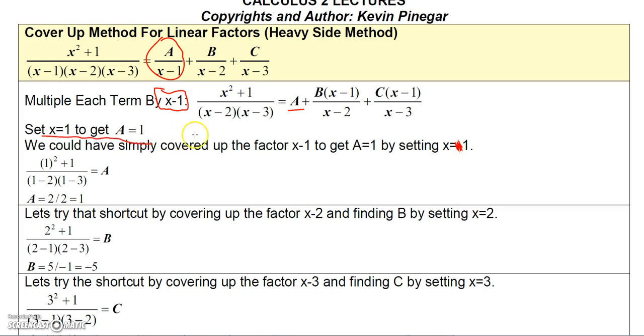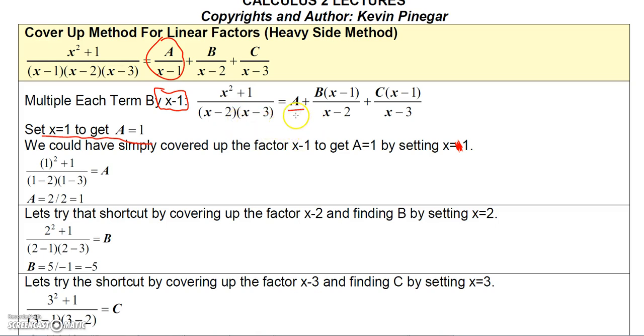Let me show you how that works. Let x equal 1 on the left, and you get 1 squared plus 1, which is 2, right? And then on the bottom you get 1 minus 2 times 1 minus 3, so that'd be negative 1 times negative 2, right? So that would give you 2 on the bottom. So you get 2 on the top, 2 on the bottom, and 2 over 2 is 1.